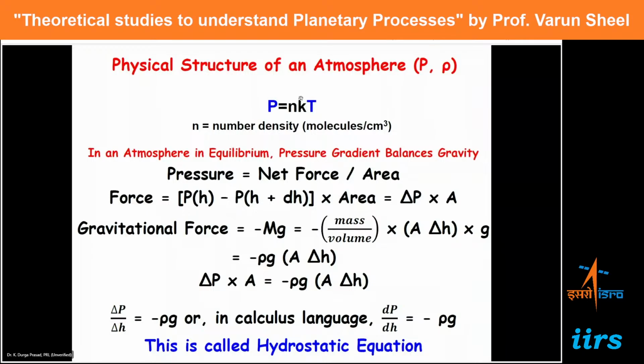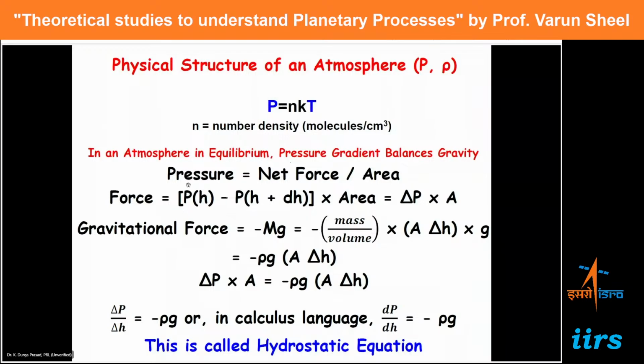The pressure is directly related to temperature, but it also has relevance to the number of molecules present in a given volume. When the atmosphere is in equilibrium, a planetary body has gravity. This gravity tries to bind the atmospheric density, these molecules, to the surface, whereas the lighter species start escaping. So at equilibrium, the pressure gradient, the variation in the pressure, gets balanced by the gravity.